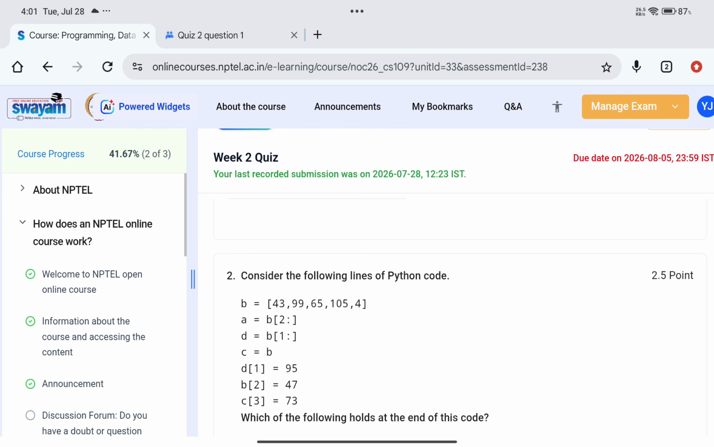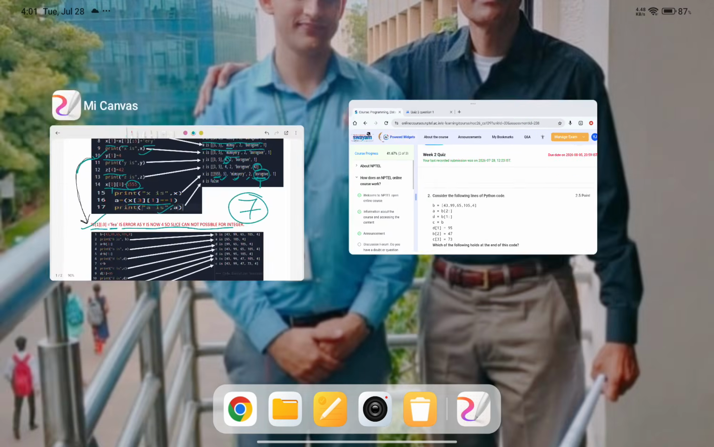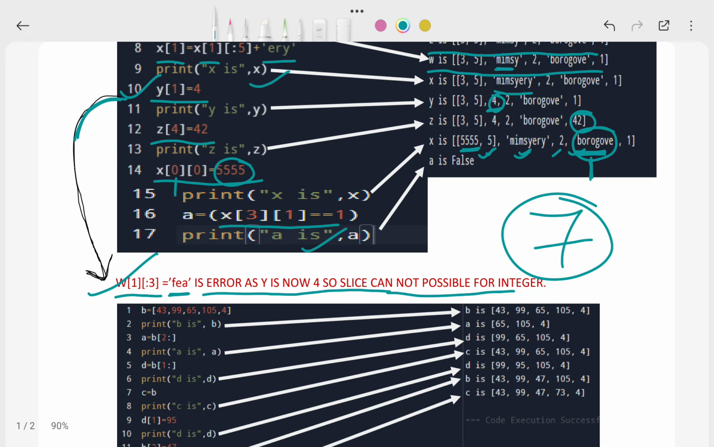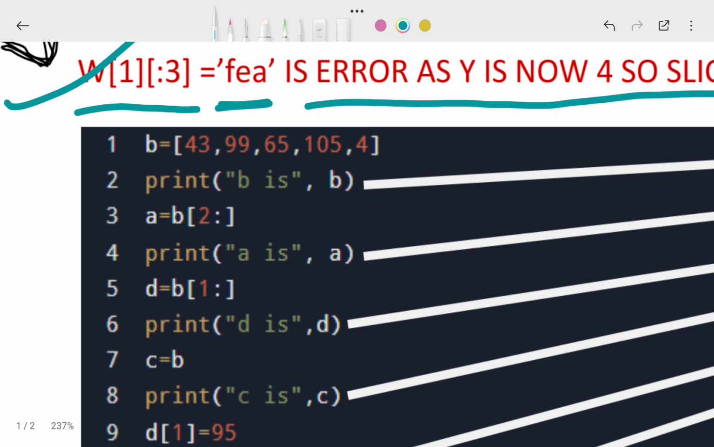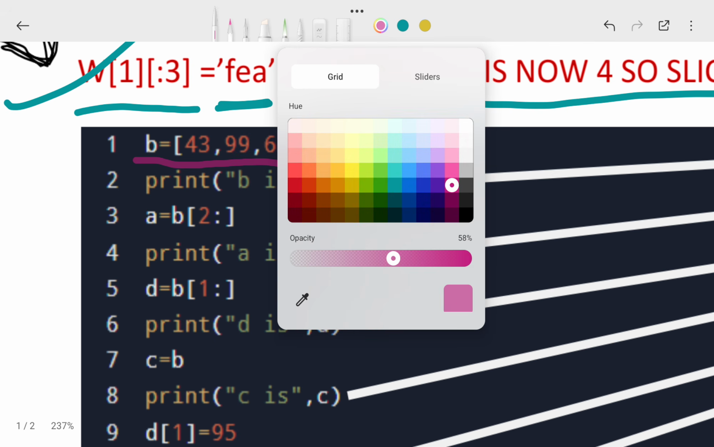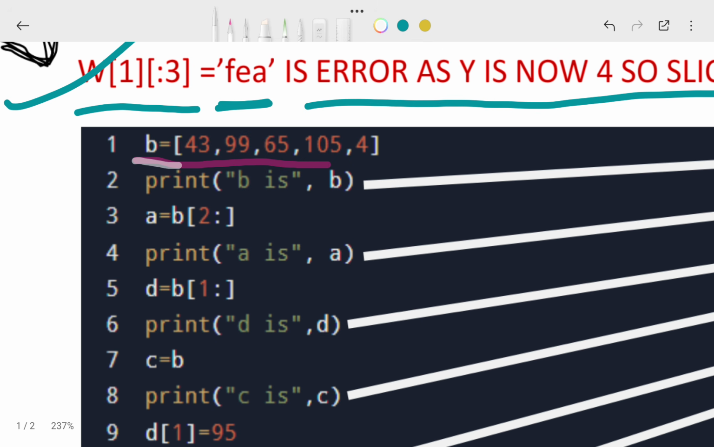Now the second question he is asking. He has given you one question, b is equal to a is equal to d is equal to c is equal to something, and he is asking which one is wrong. Okay, which one is correct, which one is wrong. Now the same program we have written again, so again I will change the color. Your b is equal to one list.